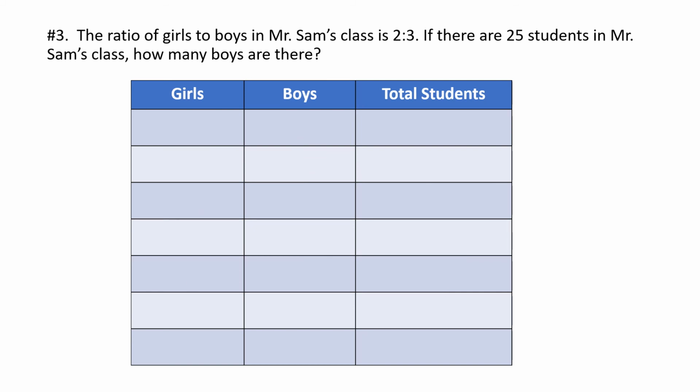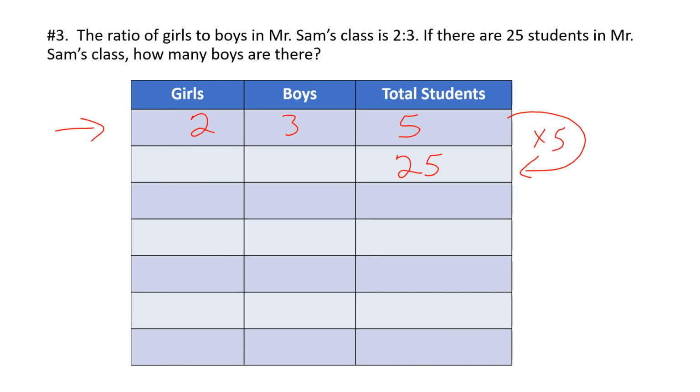Another strategy that you can use to solve this problem is the multiplicative strategy, and that allows us to skip some rows. So my first row would still be the same: 2 girls, 3 boys, 5 students. I would put my 25 here in my second row, and I would look at the column where I have both values. I know that 5 times 5 is 25.